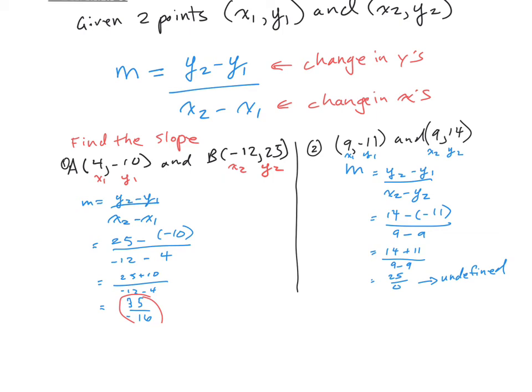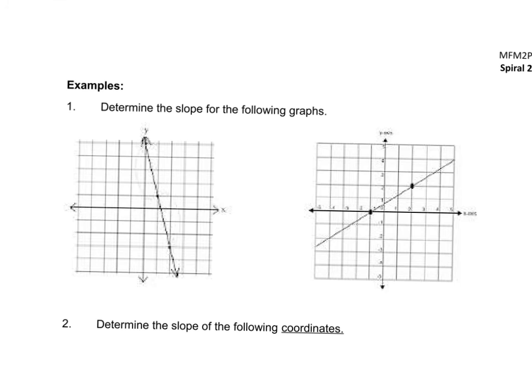Now let's do the last sheet of the day. Determine the slope for the following graphs. Find 2 points that are on the graph. So I got one here and I got one here. Let's do rise over run. So we end up going 4 down, and 1 over. So our slope is -4.